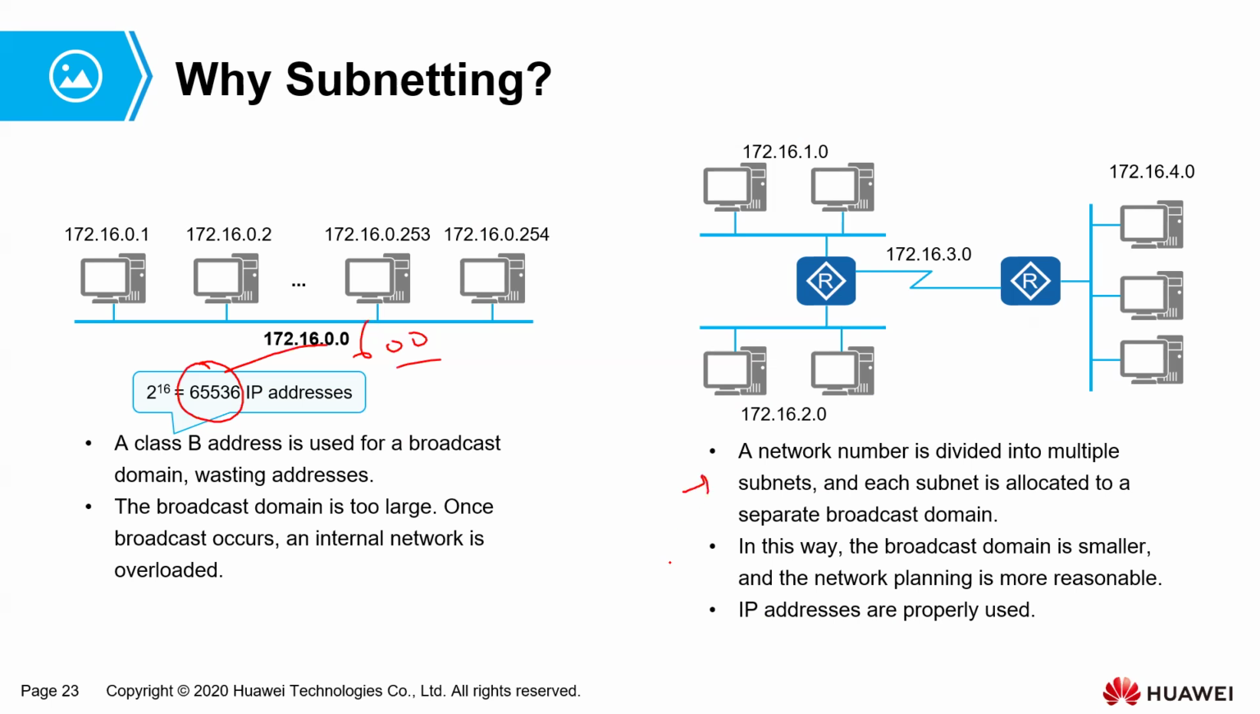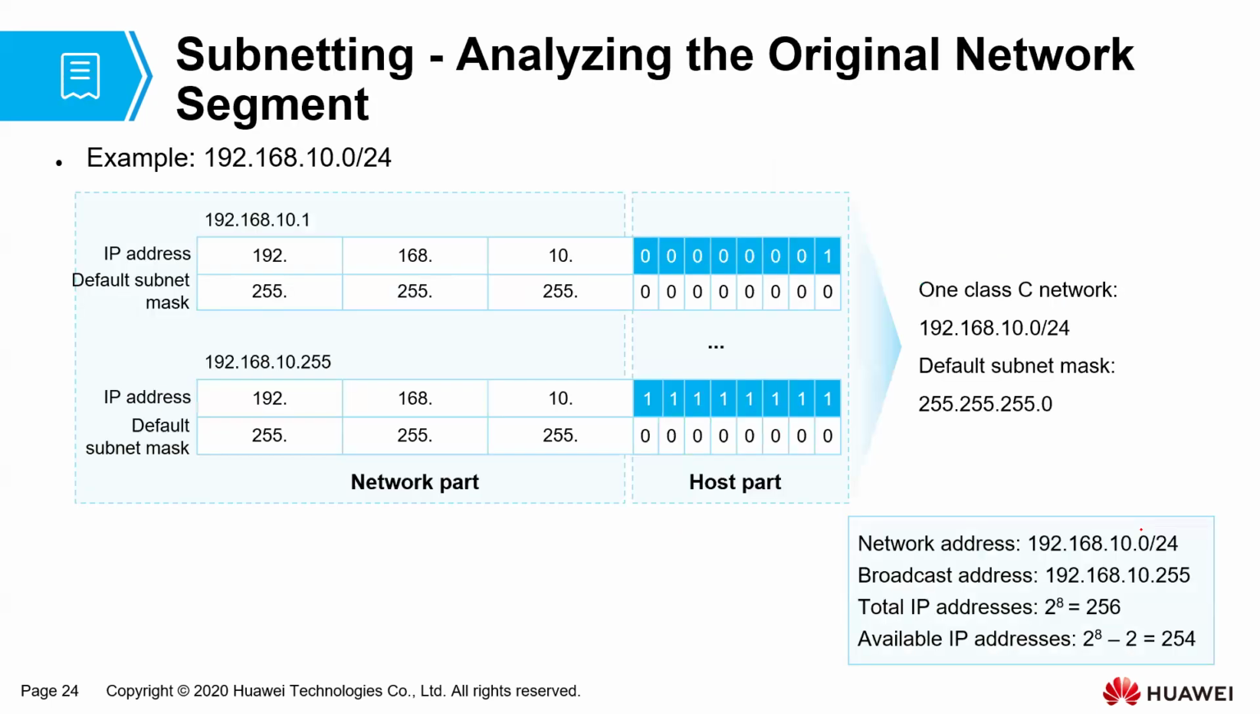A network number is divided into multiple subnets. In this way, the broadcast domain is smaller. Network planning is more reasonable. IP addresses are properly used. That's the reason why we have what we call subnetting.